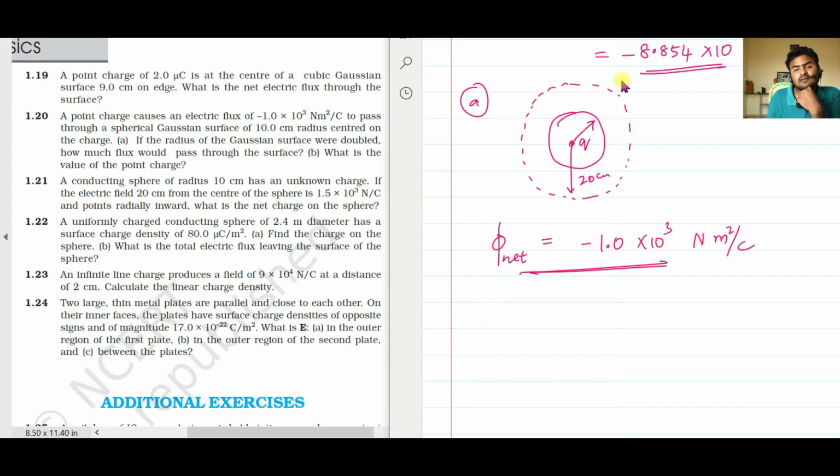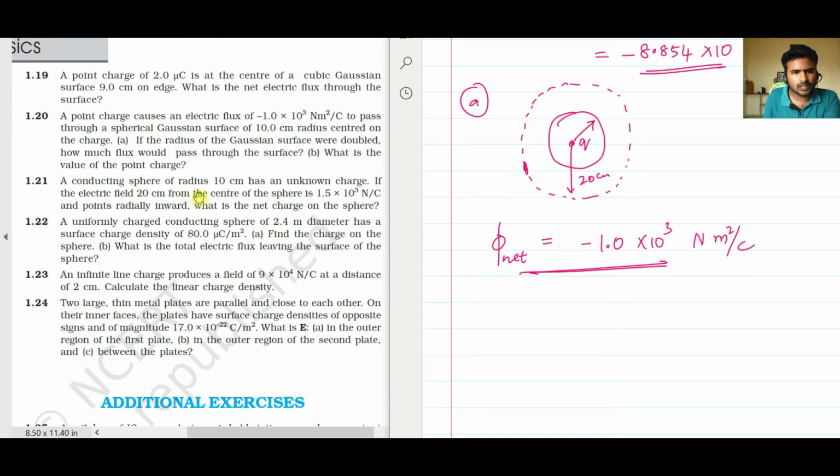Then you might think, hey, flux is electrical field into area. Now surface area has increased, so how are you saying that flux is not changing? Yes, surface area has increased, but what has happened to the electrical field? Electrical field has decreased, no, because you are far from the charge. So the electrical field has decreased, and the area has increased in such a way that the product of those two remains constant. Okay, all right, so now we'll move on to the next question.